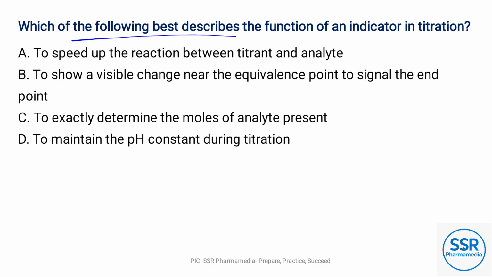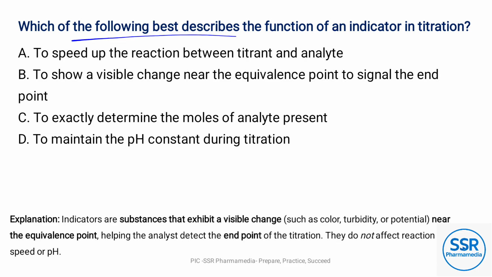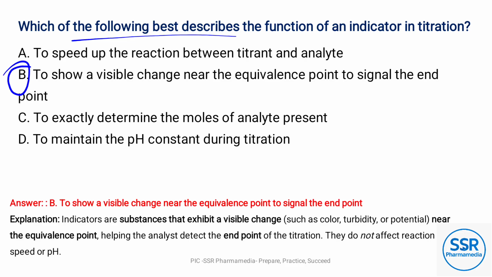Which of the following best describes the function of an indicator in titration? So the answer is option B, to show a visible color change near the equivalence point to signal the end point. Indicators are substances that exhibit a visible change, meaning color, turbidity or potential, near the equivalence point, helping us detect the end point of the titration. They do not affect reaction speed or pH.